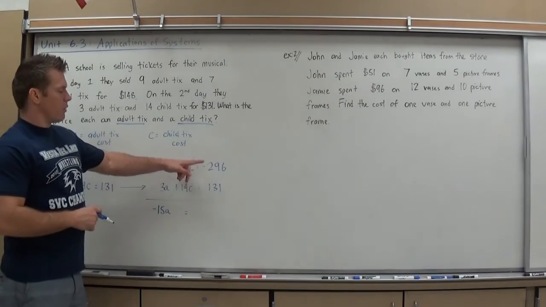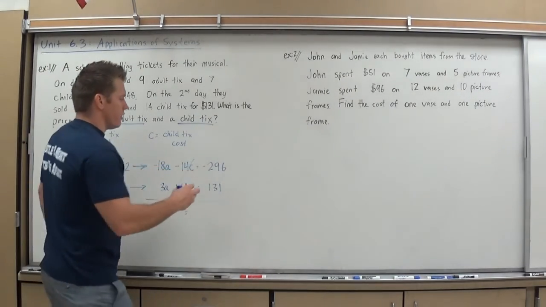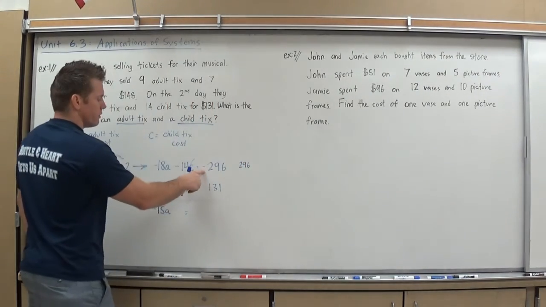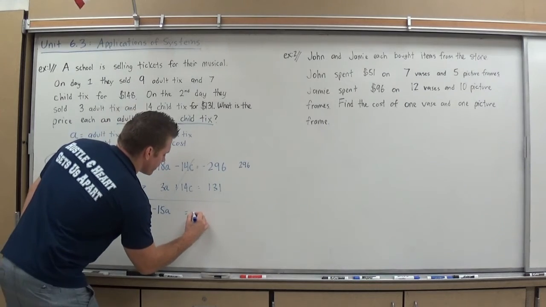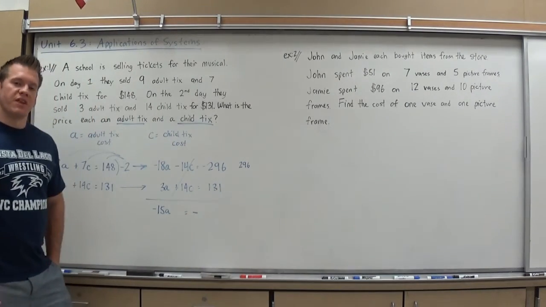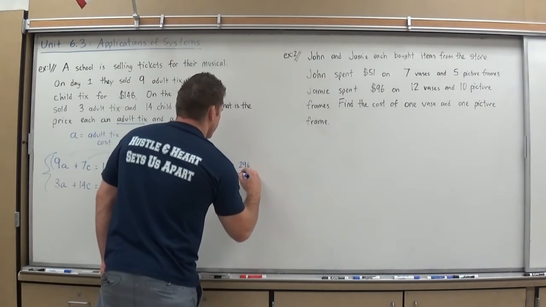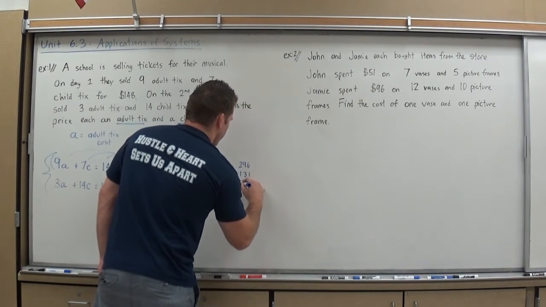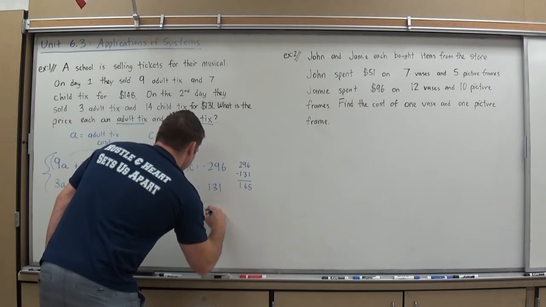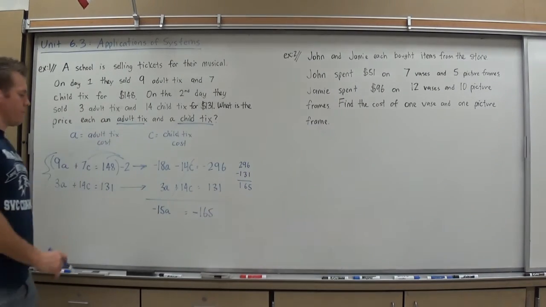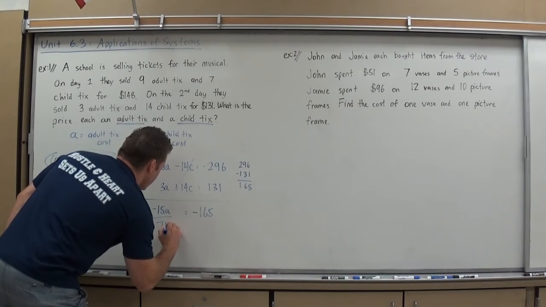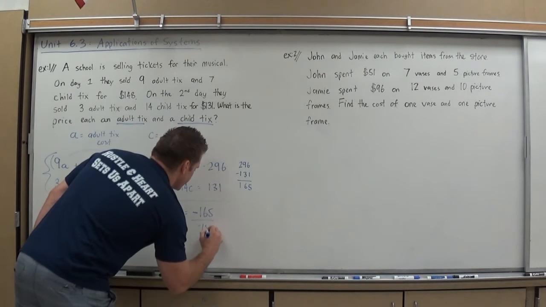So there's a couple ways to go about this if you're not using a calculator. I like to look at the sign. There's more negative than there is positive, so I know this is going to equal a negative number. And I just need to find the difference between those numbers, 296 and 131. Work out my subtraction, and I get -165. Now I need to divide both sides by -15 to isolate the A.